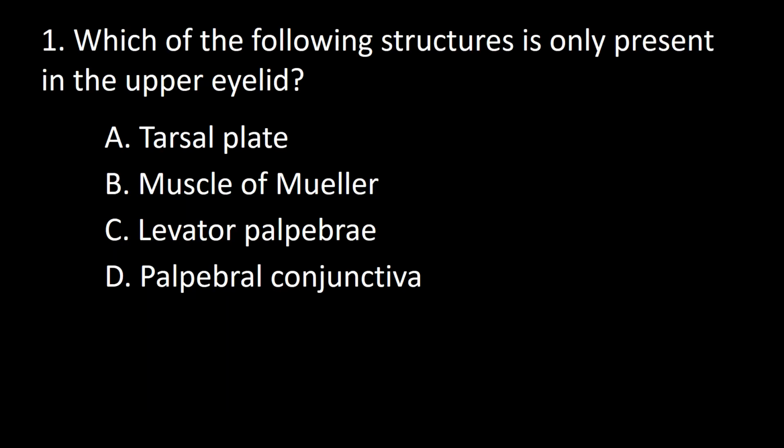The first question is, which of the following structures is only present in the upper eyelid? A. Tarsal plate. B. Muscle of Mueller. C. Levator palpebrae. D. Palpebral conjunctiva. I will use this cartoon to indicate some important ocular landmarks.